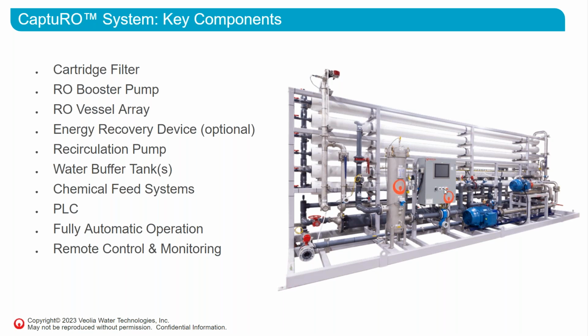And this shows a photo of a system that we provided recently at the paper mill. You can see the parts of the system, you have a cartridge filter, you have a high pressure RO booster pump, you have the vessel array. Here we have 6 8-inch diameter vessels. You have the energy recovery device, which is shown here, which is an isobaric positive displacement energy recovery device. And this particular energy recovery device has an integral energy recovery device with the recirculation pump on one unit. And then we have the water buffer tank, which gives us additional time so we're not cycling back and forth between service and purge step too frequently. And then there's chemical feed systems.